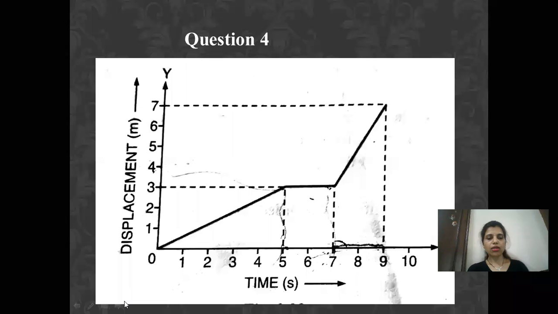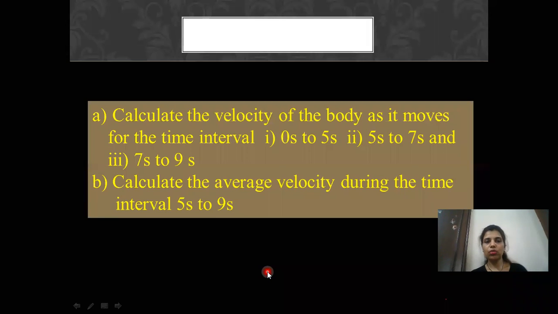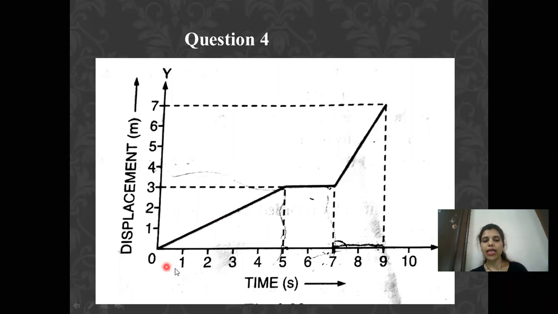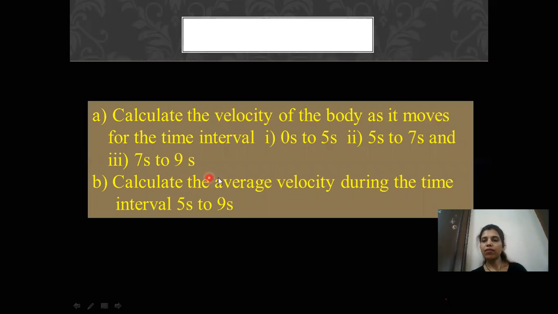So here you can see there's a graph, which is shown on the slide, and the graph is displacement versus time. That is, on the y-axis you can see displacement and on the x-axis it is time. I'll just read the question for you, what you're supposed to do. Here it is said, calculate the velocity of the body as it moves from time interval 0 to 5. You can see that the time is given on the x-axis. When the body is moving from 0 to 5, this is the time interval, they are asking you to find the velocity of the body.